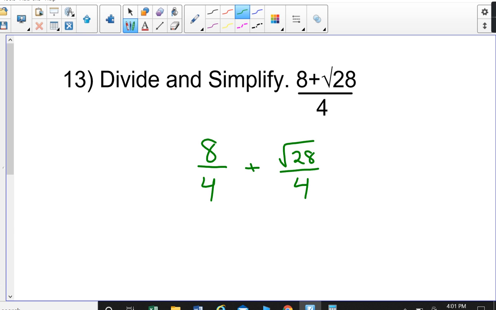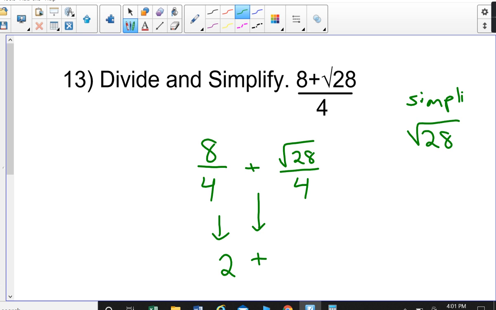Okay, so starting with 8 divided by 4, two whole numbers, 8 divided by 4 is 2. Bring down that operation because you don't want to get confused there. And then you're looking at root 28 over 4. You cannot just do 28 divided by 4 because 28 is in the radical, 4 is not in the radical. We can't simplify that together. We're just going to look at the radical part, root 28, and try to simplify that.